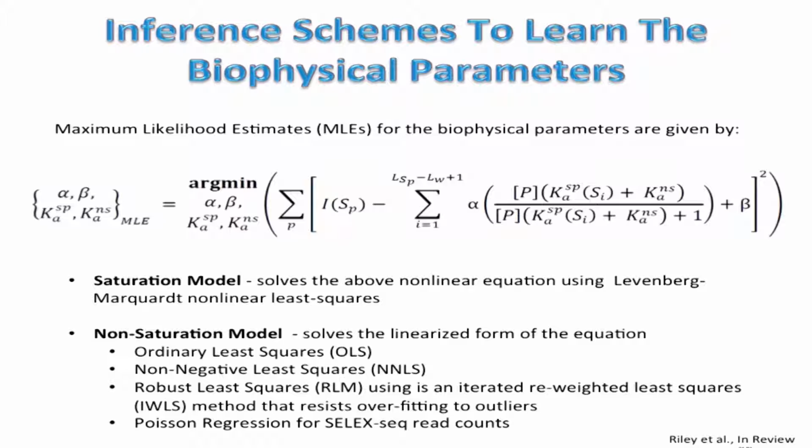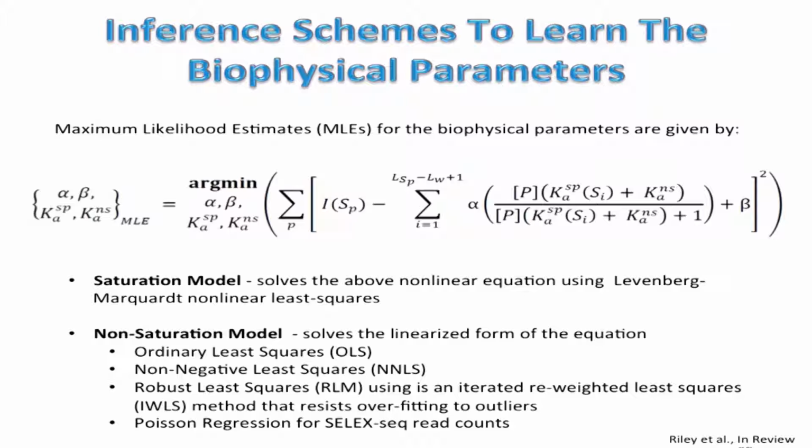This is where the non-saturation model is where we look at the linearized form of this equation, where we assume that the free protein concentration is much less than the KD. And there are different ways to solve the linearized form of the equation. You have ordinary least squares, non-negative least squares, and the method that's worked the best for us, and this is sort of a recurring theme that you've seen this week, is that the robust regression method works the best.